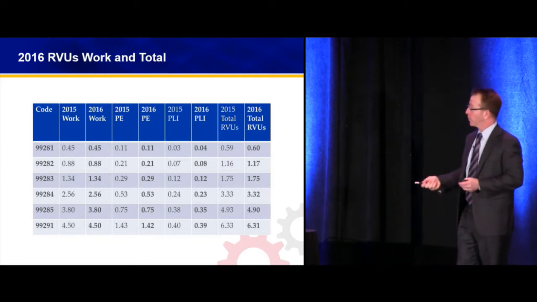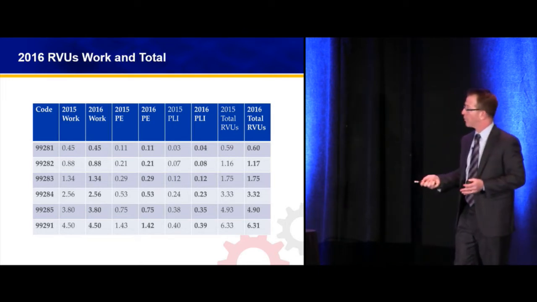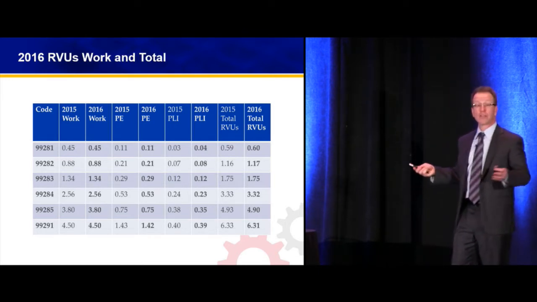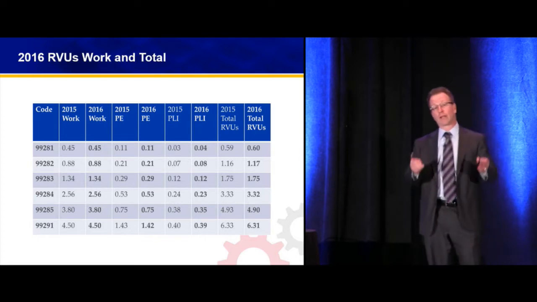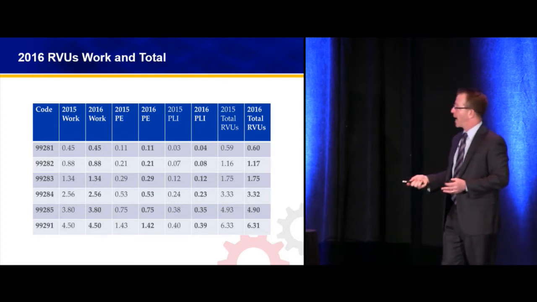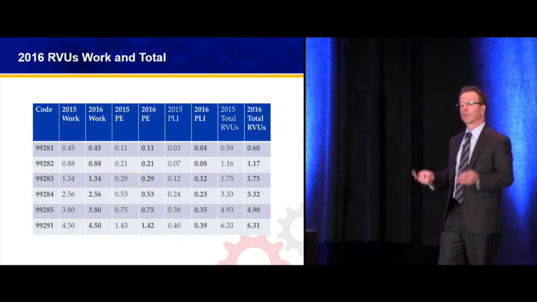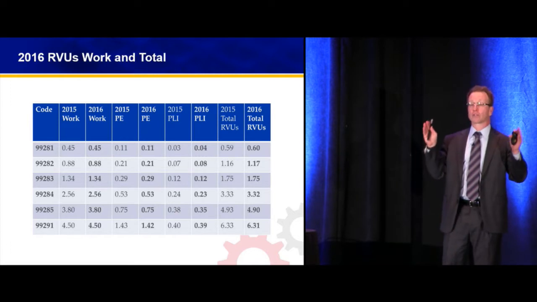So for instance, look at 99284. 2015, 2.56 work RVUs. 2016, the same, 2.56. We have tiny changes here in the liability insurance at the hundredth of a decimal point level from 0.24 down to 0.23. And the total RVUs as a result went down from 3.33 to 3.32. Our RVUs are stable.